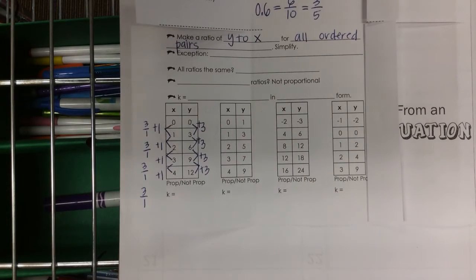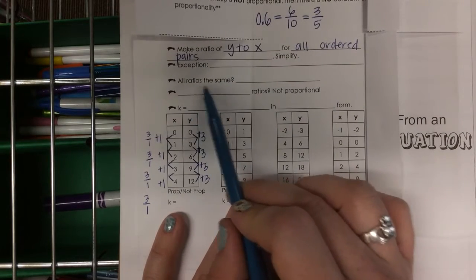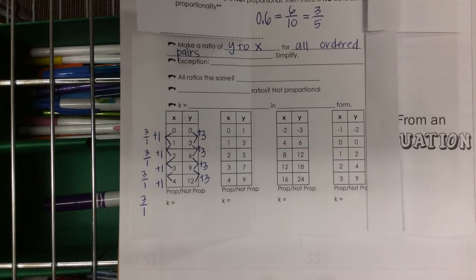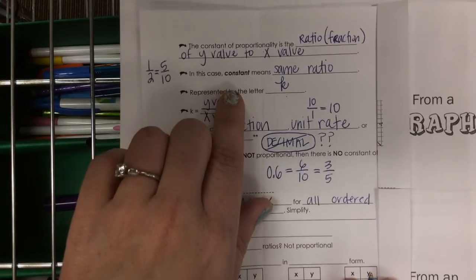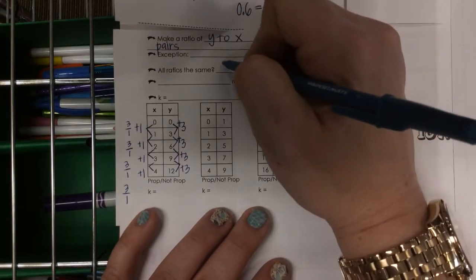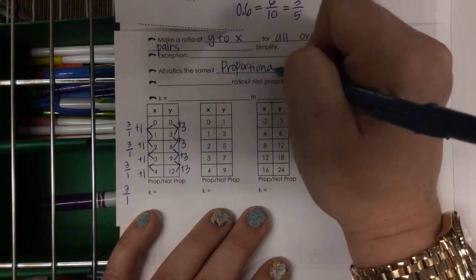So let's say, are all the ratios the same? Let's skip the exception for now. Are all the ratios the same? Yes. 3 over 1, 3 over 1, 3 over 1. So what do you think this is? They're all the same. It's a constant ratio. It's proportional. It worked.